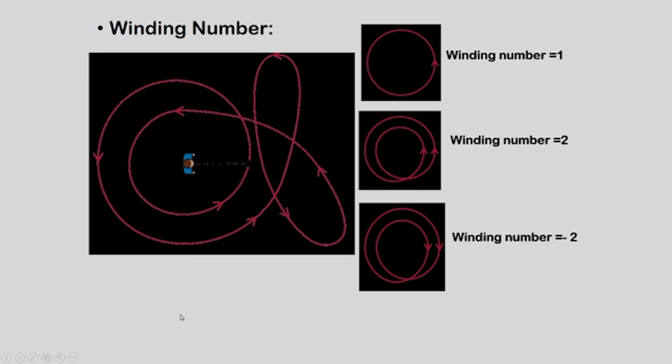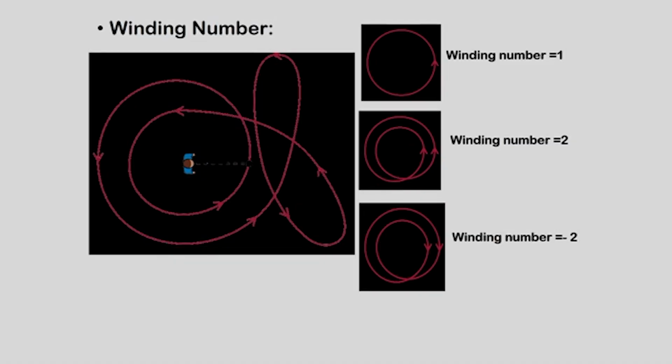Just to give you an idea of the winding number, we'll talk about it in a more detailed manner when we talk about tight binding models, but in layman's terms, you see that there is a person in the middle who is looking at it, and this is going around the person.